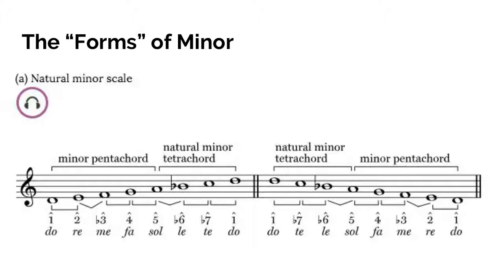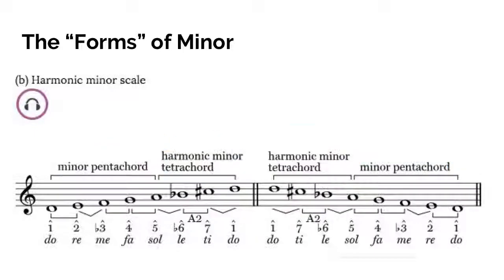So there are different forms of minor. The first one is the natural minor scale, which doesn't change anything from its diatonic collection. So this is the D natural minor scale. So do, re, mi, fa, sol, la, ti, do. And you can see the minor pentachord is the same, okay? But the tetrachord is a little different, okay? And the tetrachord is what changes for each of our minor scales.